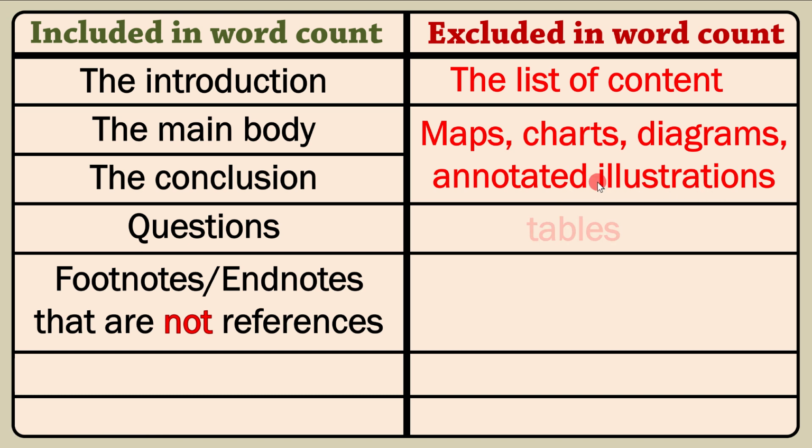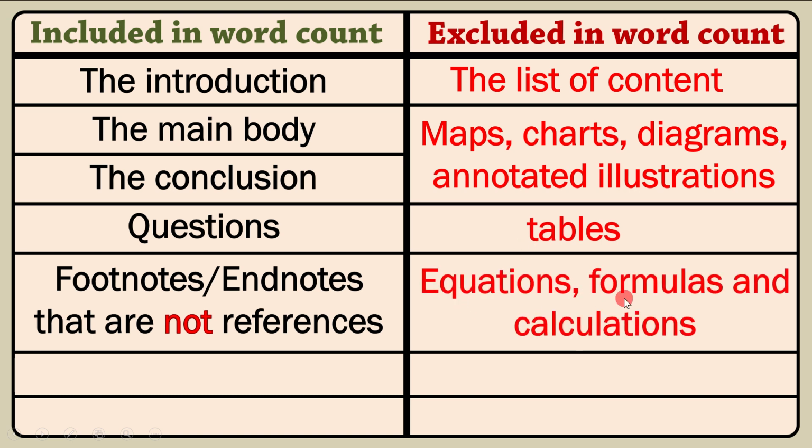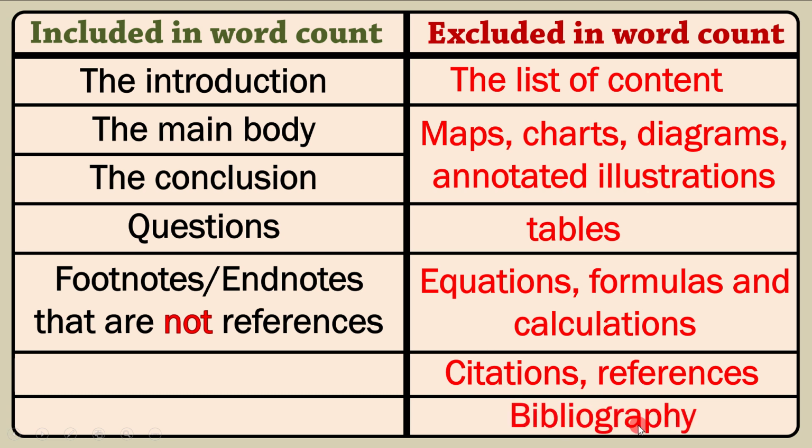Any captions you may have, tables, equations, formulas, and calculations, citations, references, and bibliography, they are not counted. So pay attention to have a true word count when you finish your extended essay. I told you it's going to be something between 3,000 to 4,000, but it's up to you to fulfill the job. But anyway, you must know from the beginning which parts are included and which parts are excluded in word count.